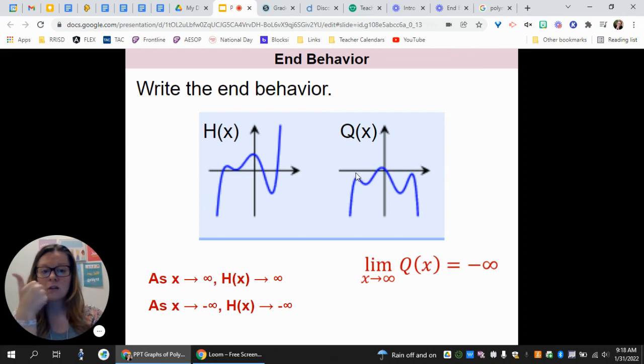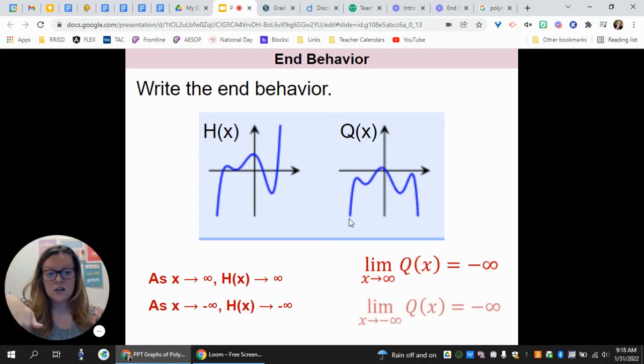Similarly, we can look to the left of our graph. It is approaching negative infinity, and my y values are going down. So I'm also going to say that is equal to negative infinity. So those are the two ways to write your limits or your end behavior. Again, we don't care about all this mess that's happening in between. Could care less. I just want to know what's happening at the endpoint.